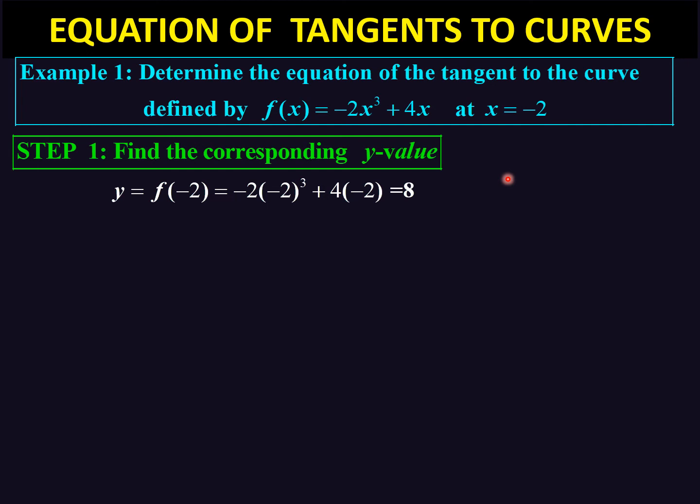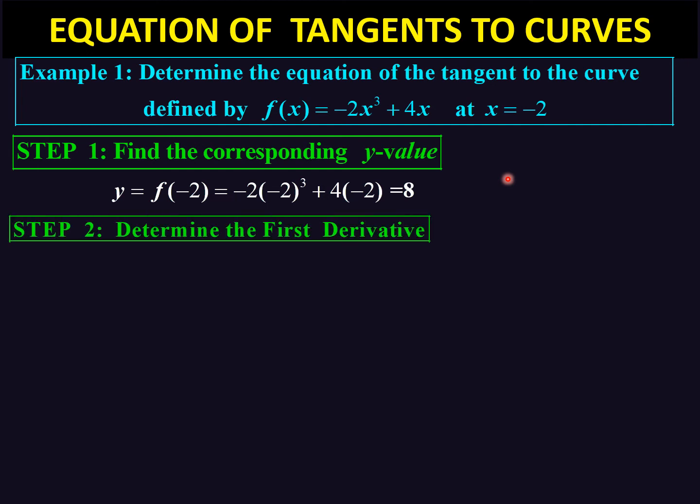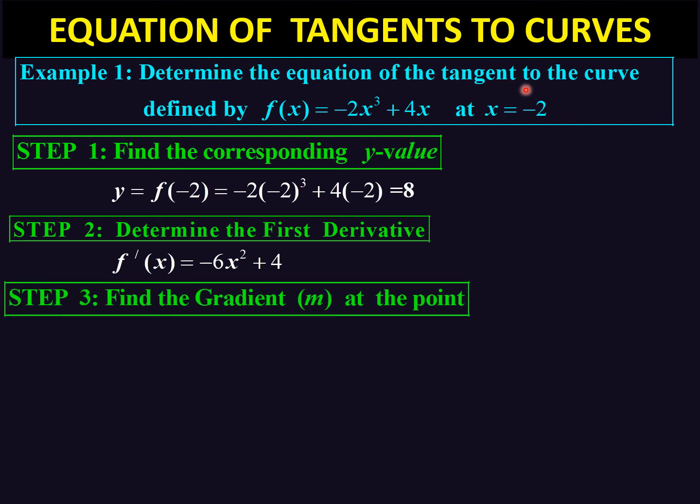And the next step would be, that's correct, determine the first derivative. So what's the first derivative? Try that. That's correct, -6x squared plus 4. Because the equation of a tangent is a straight line, we need the gradient of the tangent. And how do we determine that? By substituting, because f'(x), if I substitute the -2, is actually the gradient. So m is equal to f'(-2). Substituting, we obtain -20.